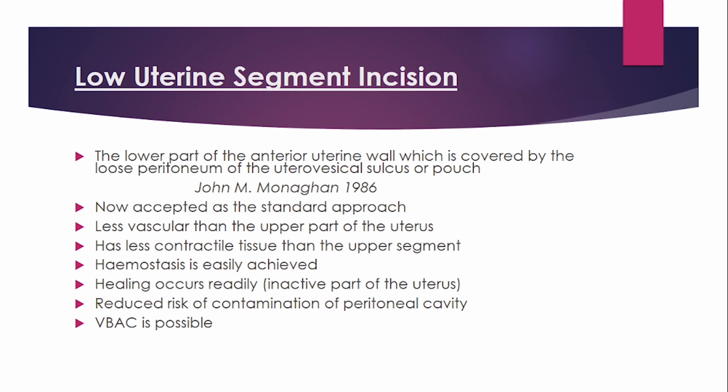It's actually less vascular than the upper part, and that's why bleeding is less, and it has less contractile tissue than the upper segment. So hemostasis is easily achieved when you use a low uterine segment incision, and healing occurs readily, and there's reduced contamination of the peritoneal cavity because it's low down. Then vaginal birth after cesarean section in subsequent pregnancies is possible.